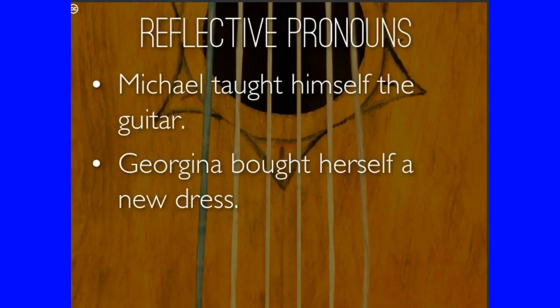In these two examples, himself and herself are reflexive pronouns. In the first example, himself refers back to the proper noun Michael, and in the second sentence, herself refers back to the proper noun Georgina.